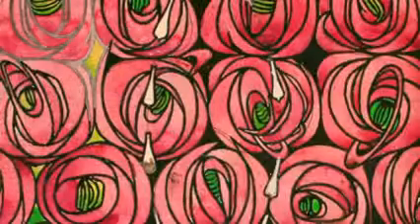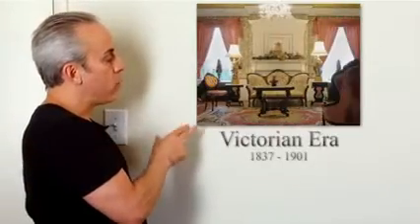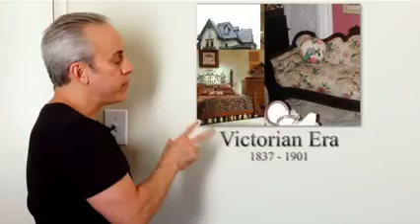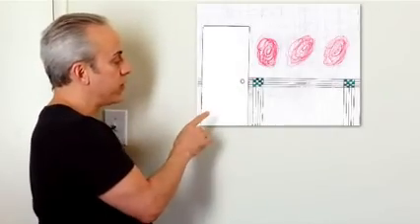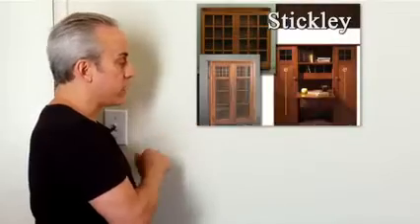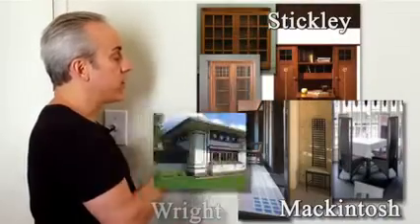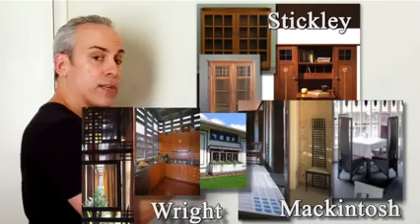Now, the Victorian era was very prominent before this new kind of modernism that was taking place at the turn of the 20th century. So this grid pattern you'll see in the work of Gustav Stickley, Charles Rennie Mackintosh, and Frank Lloyd Wright. It helps separate the Victorian era from the new modernism that marked the 20th century.